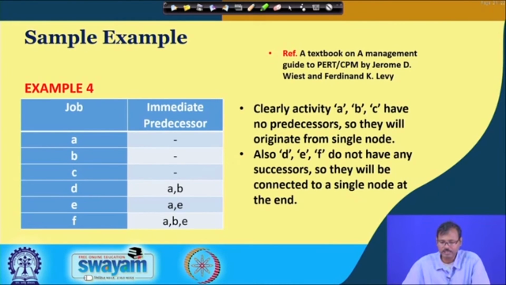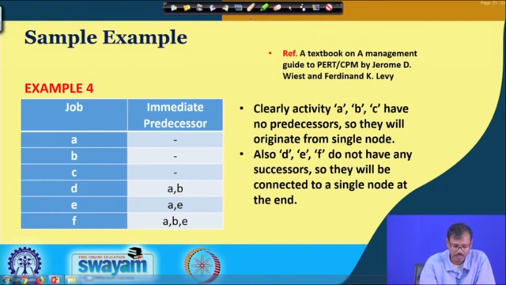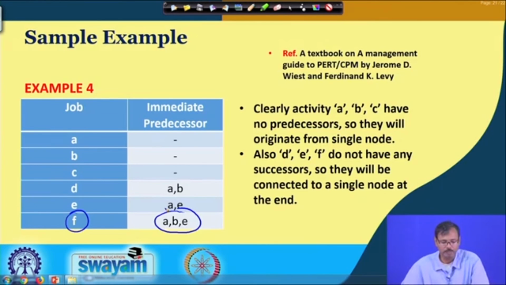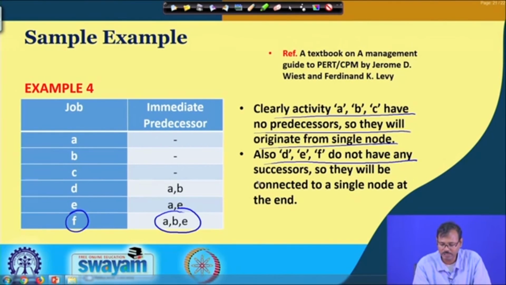So, let us see another example in which we are just extending this one. Now, we are having another job F, it is not a dummy job now and these are the predecessors F is having. So, now clearly activity A, B, C have no predecessors, you can immediately draw this from the starting node, but D, E, F do not have any successors. So, they are all connected in the single node in the end.